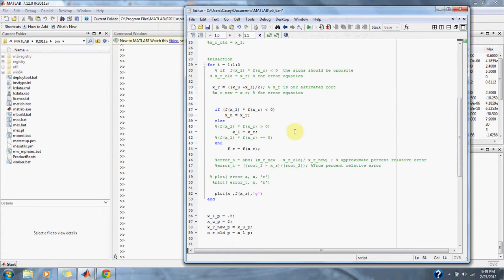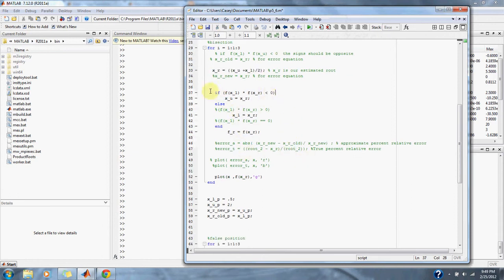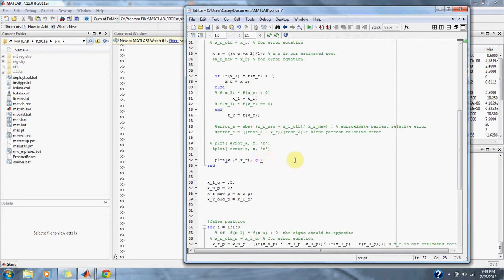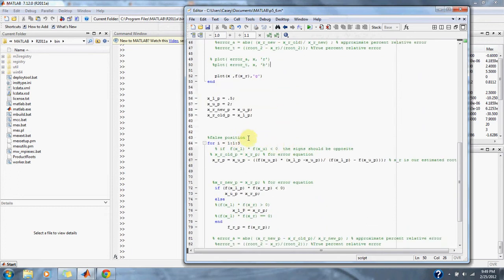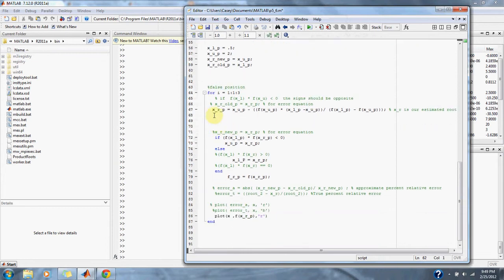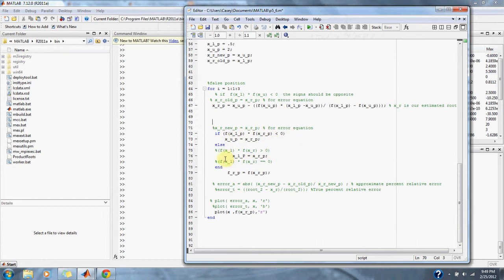Here's our bisection method, and here's our bisection equation that we use. And we simply have some if-else statements to switch some variables. And then we plot it down here. And the same thing goes for our false position method. Here's our false position equation right here. And here are some if-else statements depending on where the points are on the graph. And that's it. And we plot it down here.